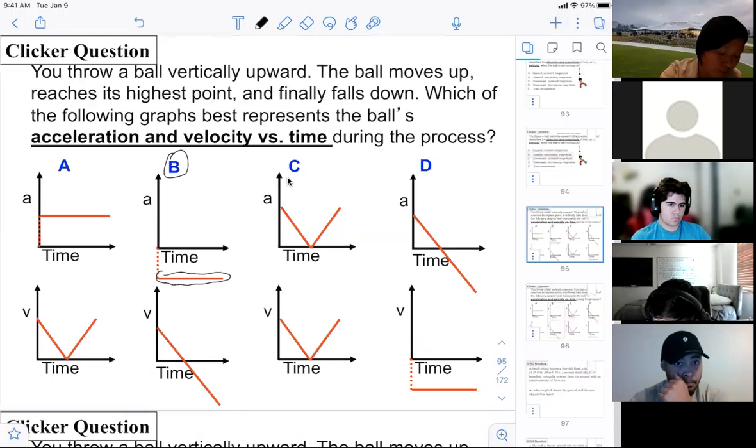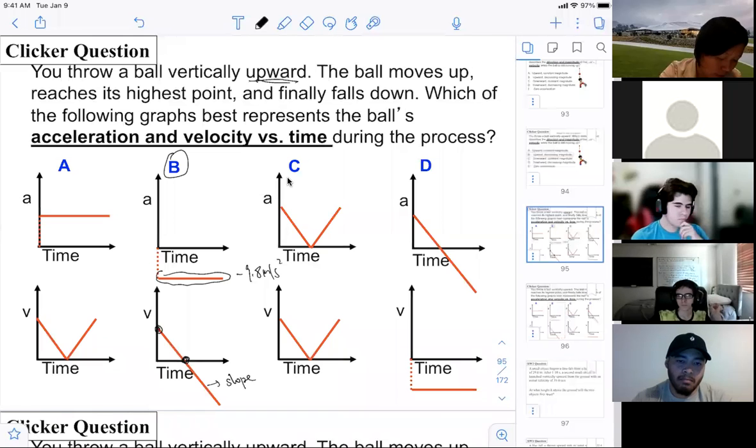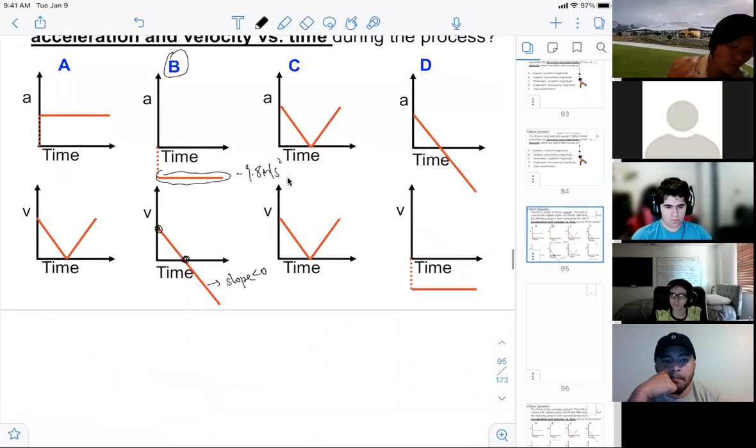So your acceleration is free fall, negative 9.8 meters per second squared. And is that consistent with your velocity graph? You throw the ball upward first, okay? So that has a positive velocity to begin with, and reaches a maximum height, where the velocity will be 0 at that point, and then goes back down. So here you have a negative slope, right? Negative slope, which is consistent with choice B. Very good, very good.